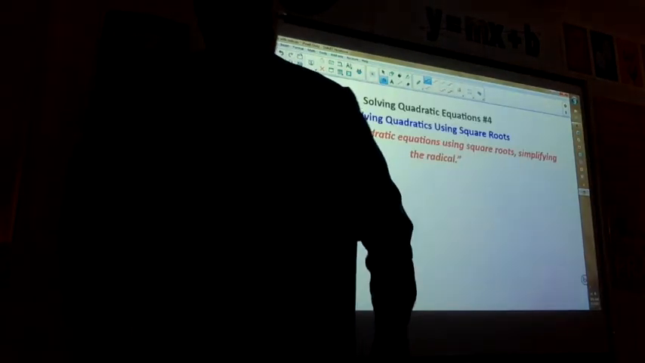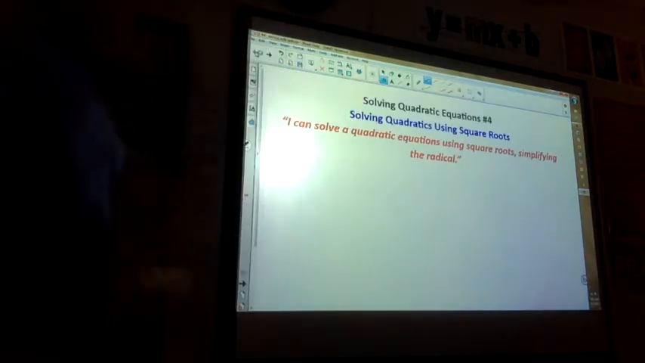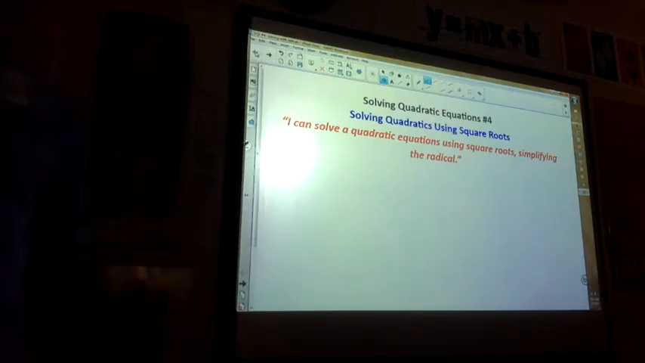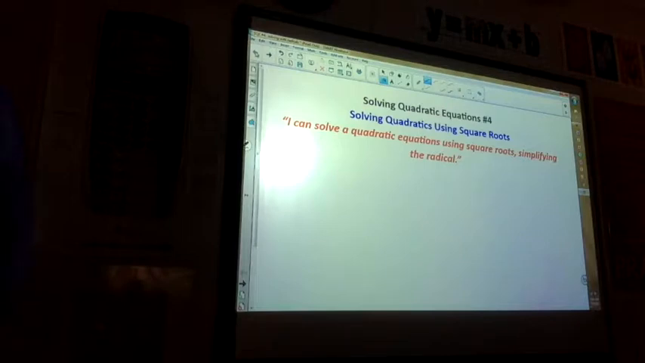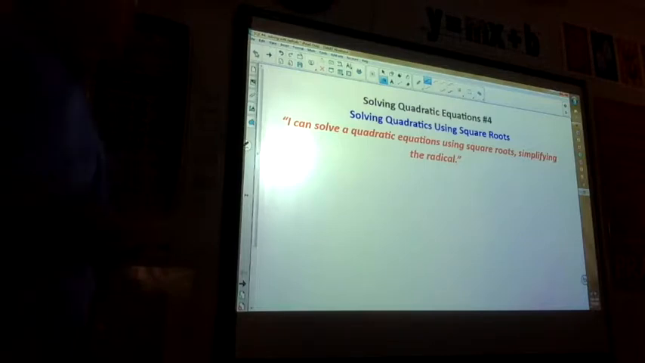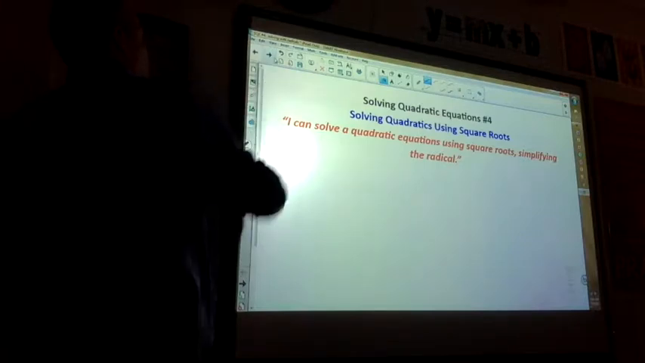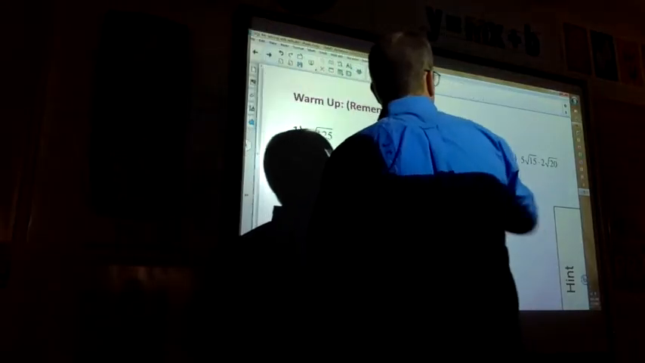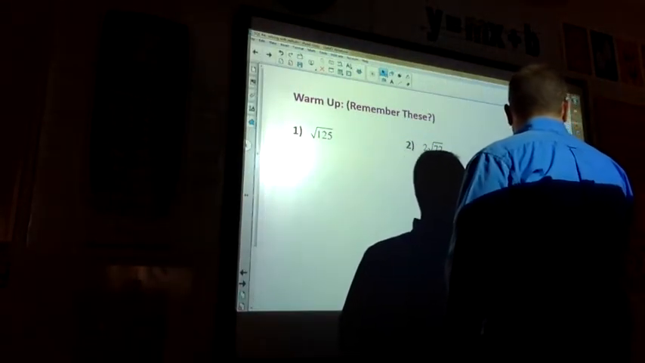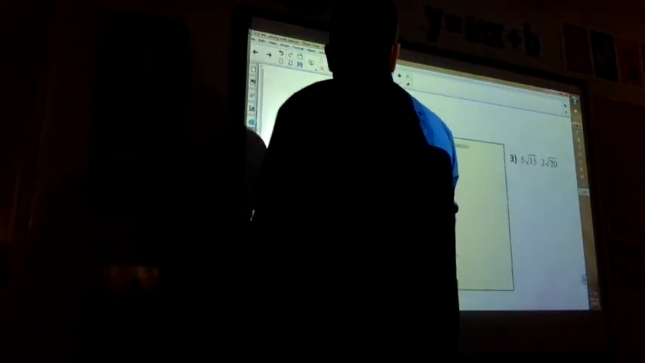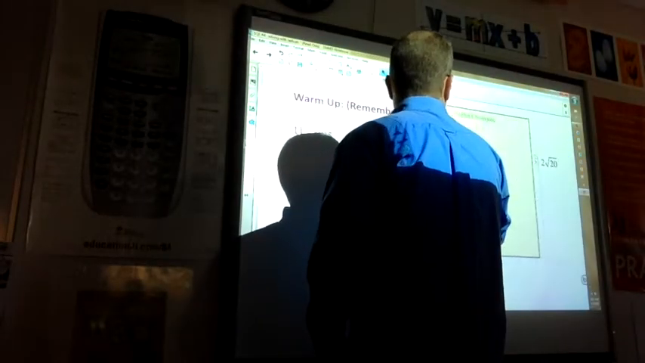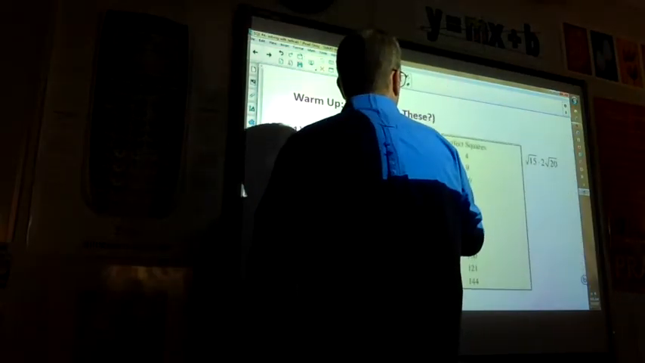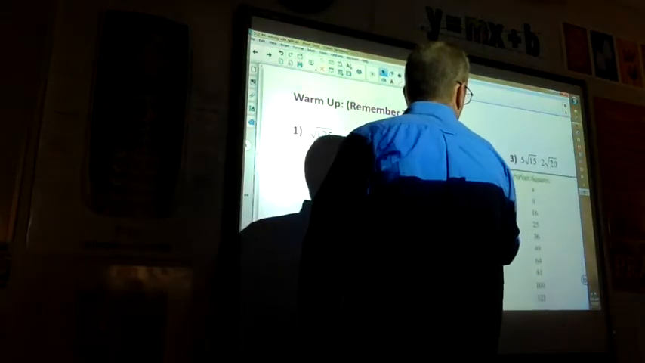All right. Solving quadratics by using square roots. I can solve a quadratic equation using square roots, simplifying the radical. Okay, so this is another way that you can go through and solve these problems. Okay, so we have something to pull out here. Oh, here's our perfect squares. All right, so perfect squares.